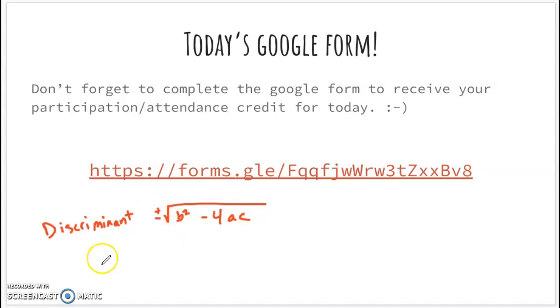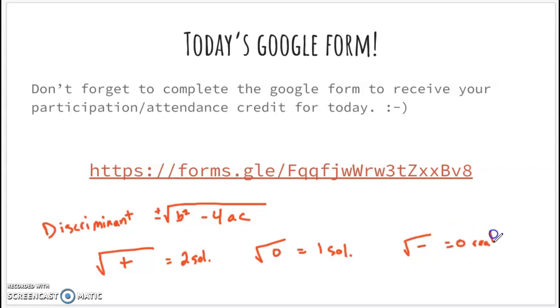And if you have a positive number under the radical, then you're going to end up with 2 solutions, right? If you have 0 under the radical, you're going to end up with 1 solution. And if you have a negative number under the radical, then you will have 0 real solutions. Okay, when you get into algebra 2, you'll learn about imaginary numbers.